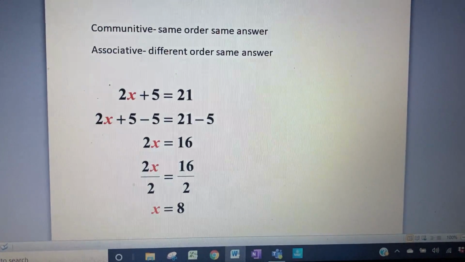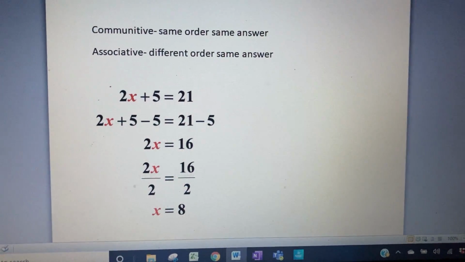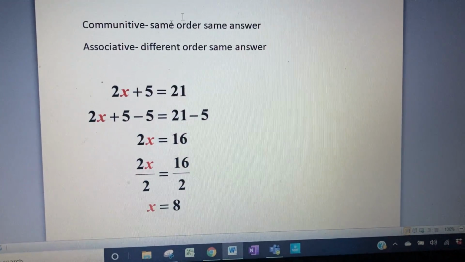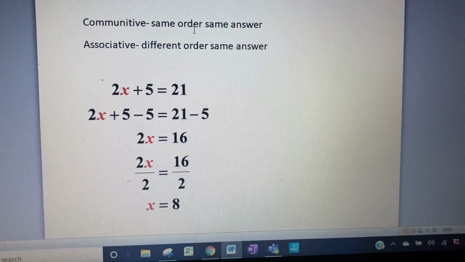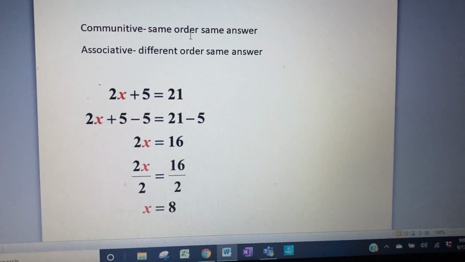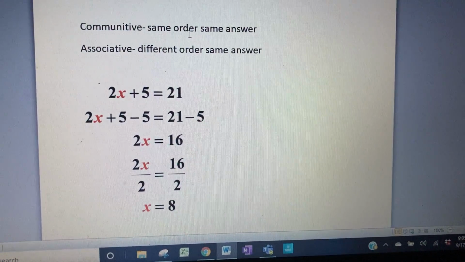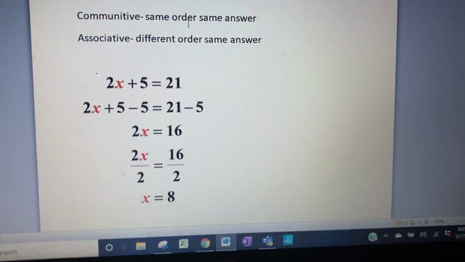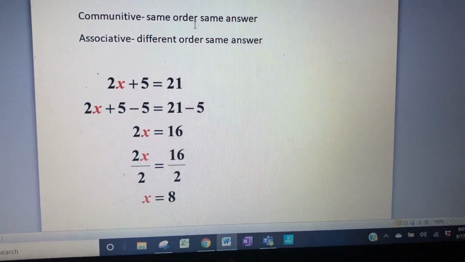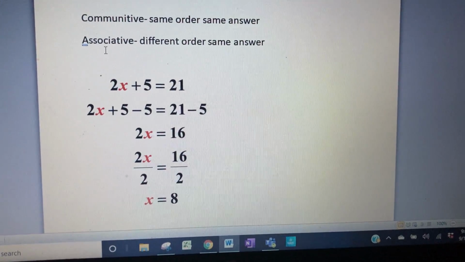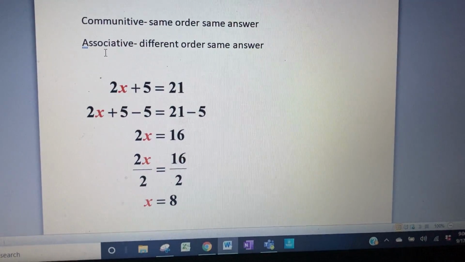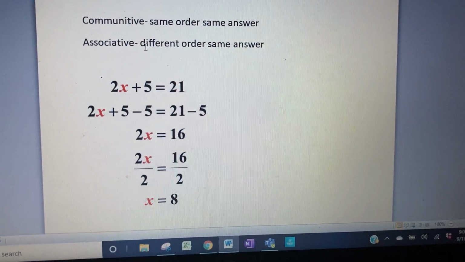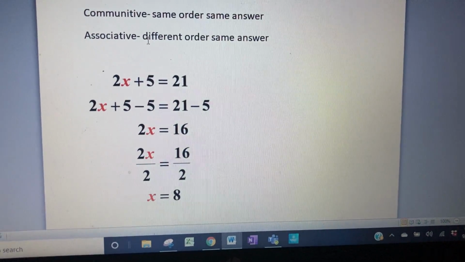All right, so we're going to be identifying a few properties. Now, some of these you may be familiar with. The two here, commutative, basically means that the first thing that you're going to do in the problem is going to be the same thing, and it's going to give you the same answer. Basically, the order that we work through the problem is going to be the same. Associative, you're going to work through the problem in a different order, but you're going to get the same answer.